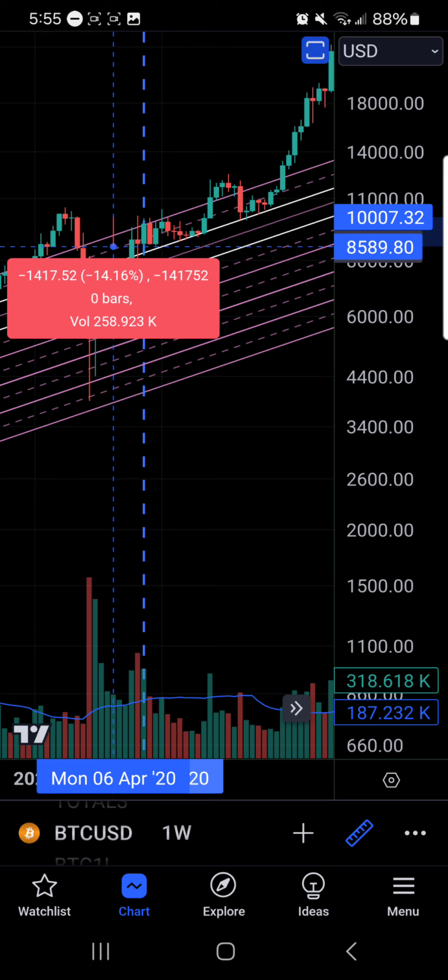Here we are looking at the Bitcoin US dollar index on the weekly time frame, and we're back in time in April of 2020 at the previous halving. I have my cursor marking the measured move the week after the halving: a 14% dump the week after the halving, after pumping into the halving the week of the halving.